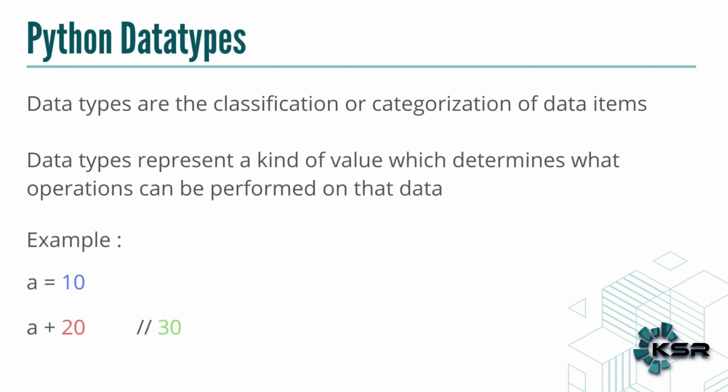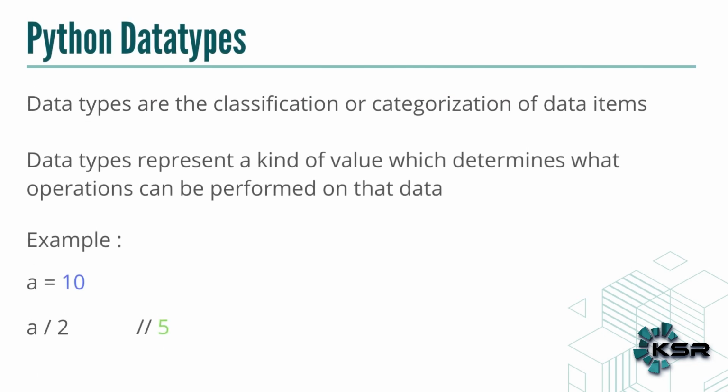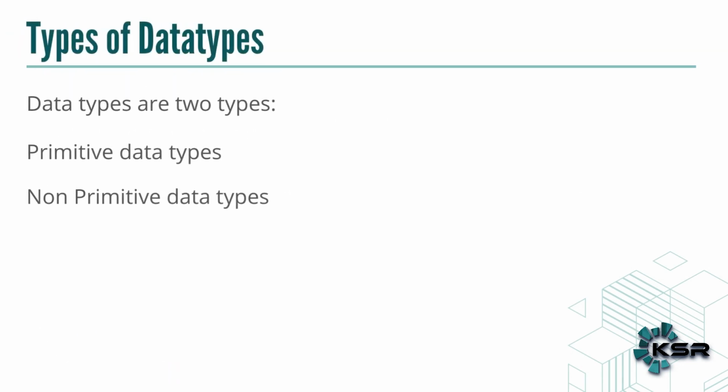So I can say my a is 10. I can do something like a plus 20. My a is 10, so the answer I get is 30. I can do something like a divided by 2. So 10 by 2, the answer will be 5. So the data type of a variable determines what sort of operations I can perform on data. Okay. So there are two types of data types in Python, primitive and non-primitive.